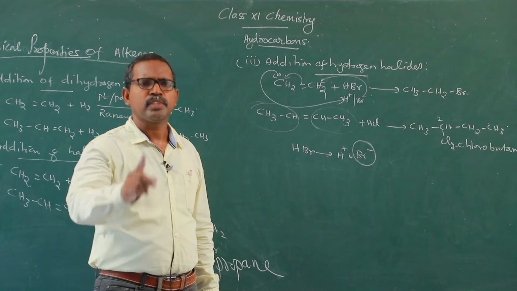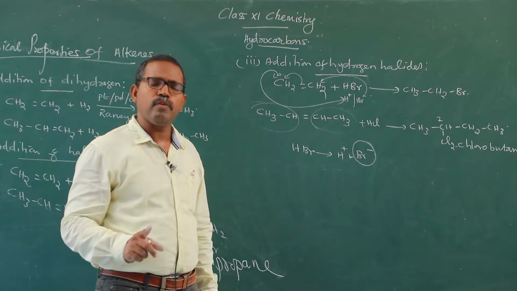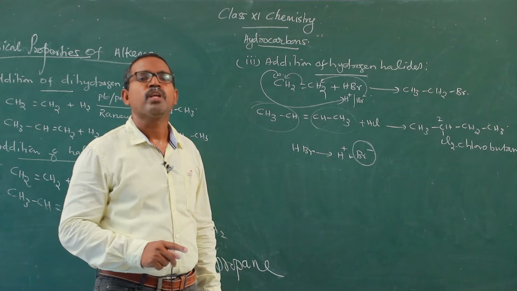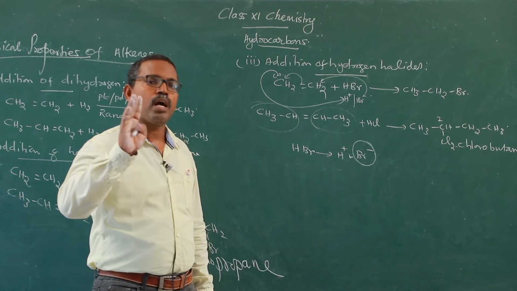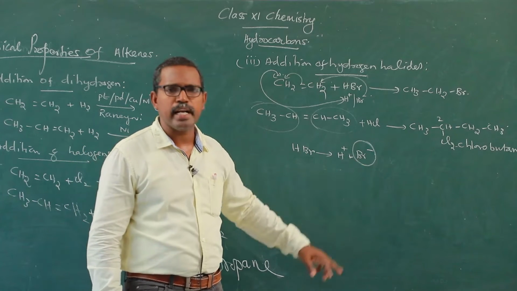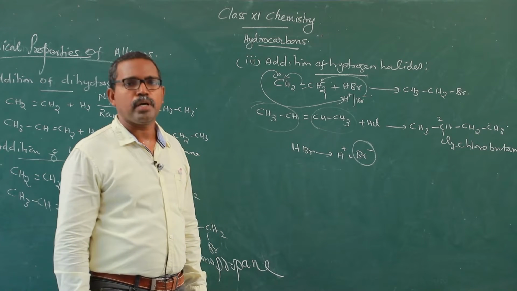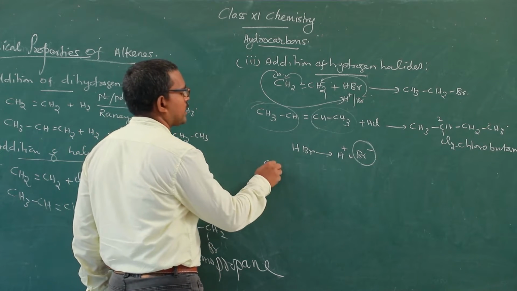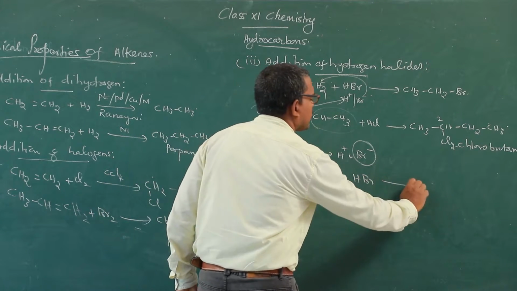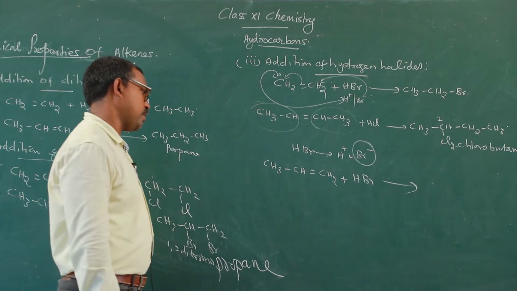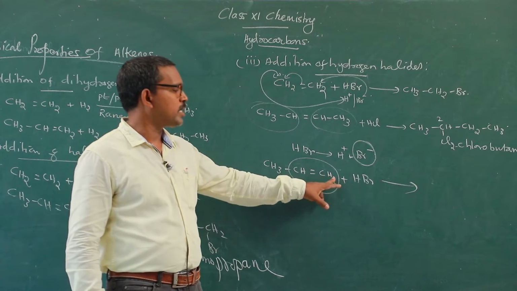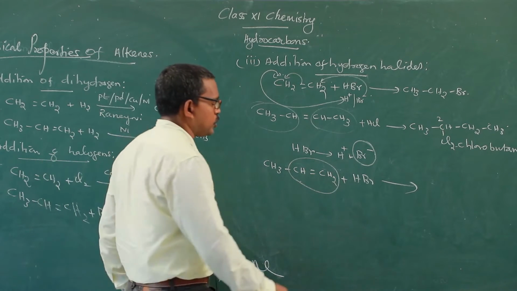In an unsymmetrical olefin, the addition of hydrogen halides must follow the Markovnikov rule. In the attacking reagent, the negative part of the addendum attacks the carbon of the double bond containing the lesser number of hydrogen atoms. For example, take propylene reacting with HBr. Across the carbon-carbon double bond, here 2 hydrogen atoms are present and here only 1 hydrogen atom is present.